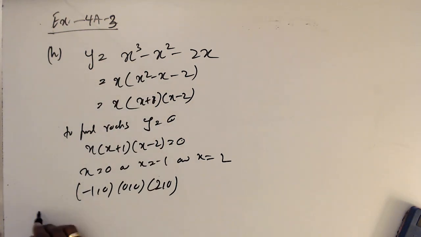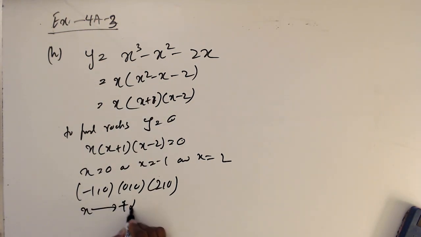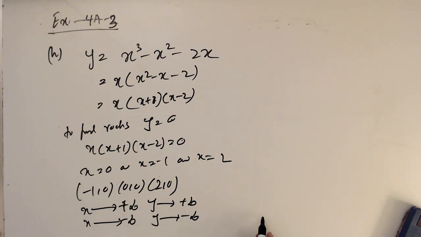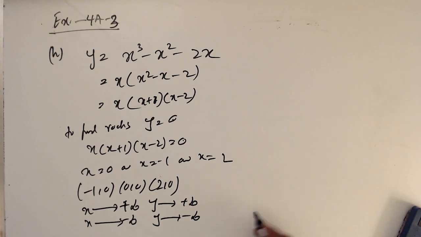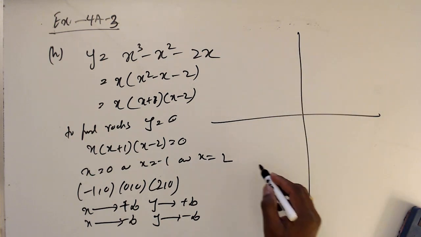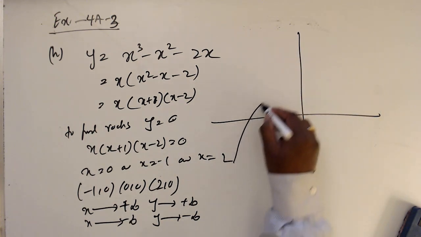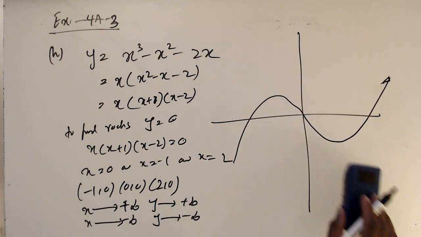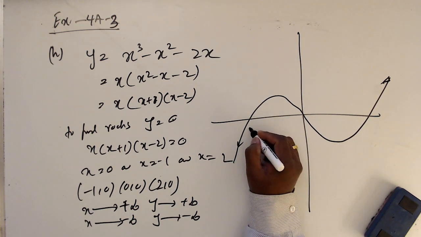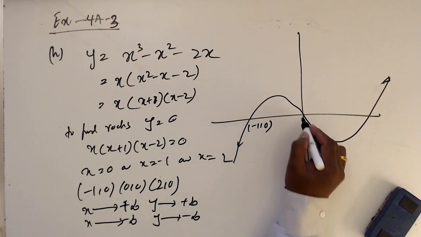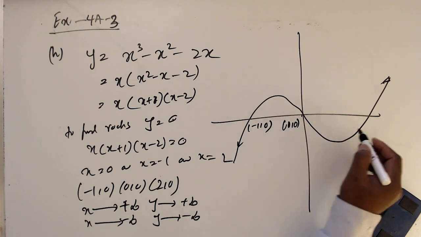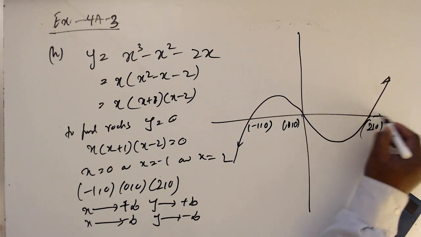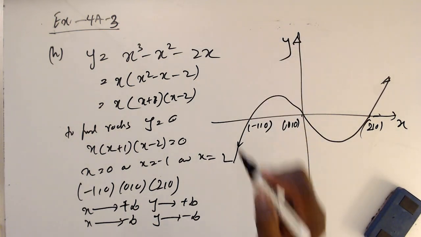Since this is positive, as x goes to positive infinity, y goes to positive infinity, and as x goes to negative infinity, y goes to negative infinity. This is (−1, 0), this is (0, 0), and this is (2, 0).